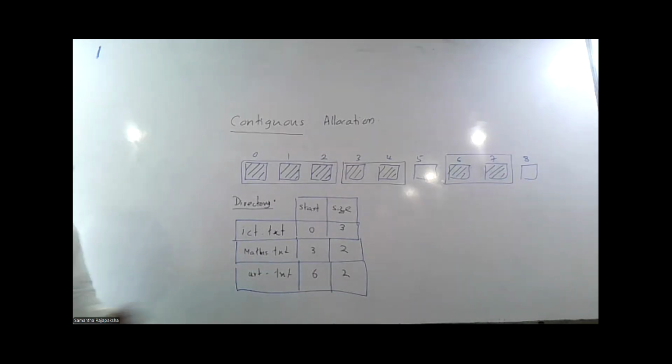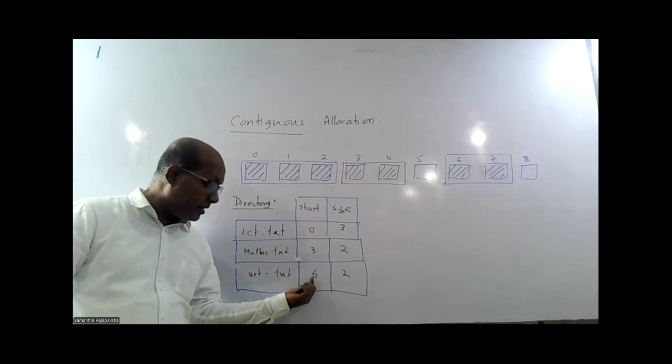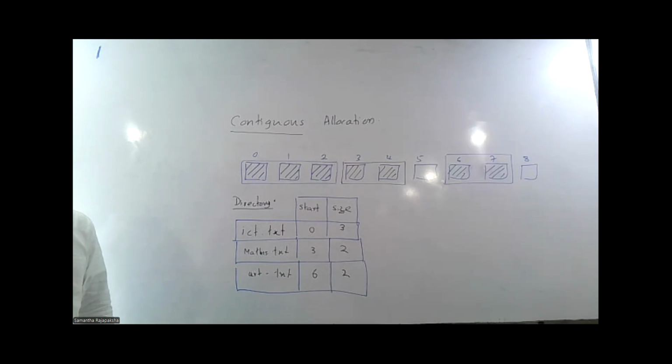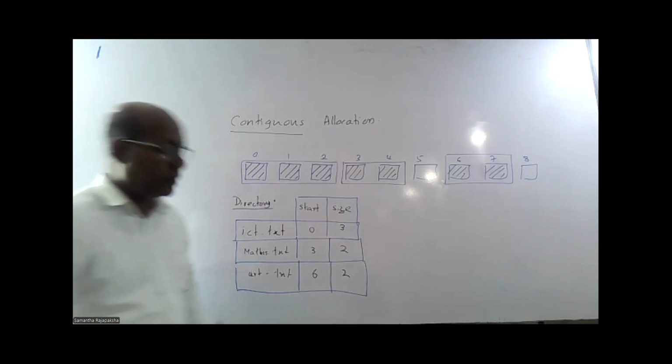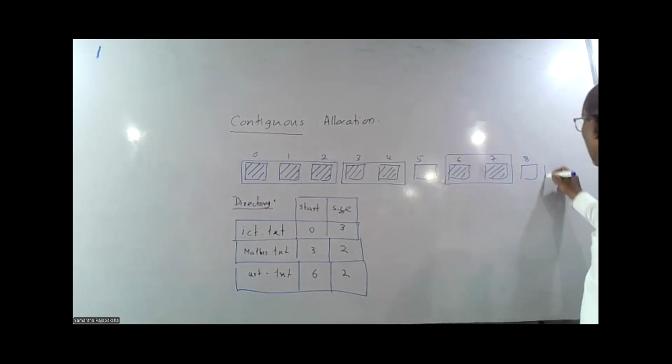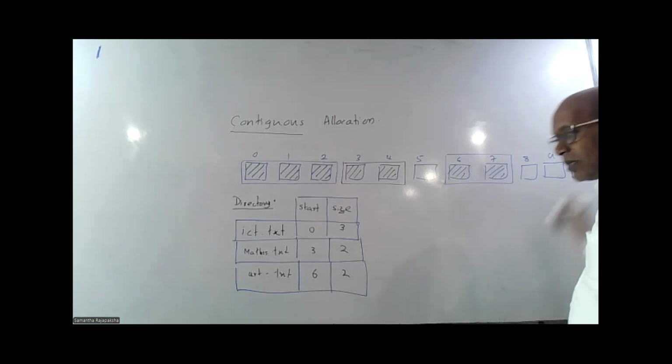So we assume we allocate 6 blocks. Start with the 6. How many blocks? 2 blocks will be allocated. If the size is 3, then we should allocate 8 also, right? Yeah, we can allocate the other blocks.